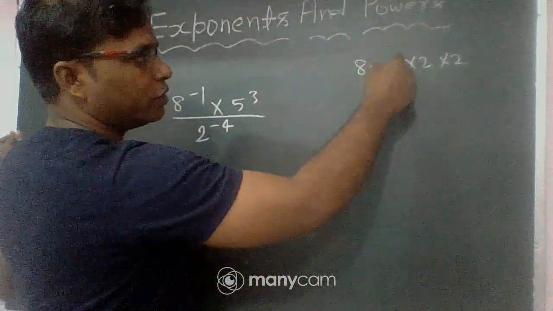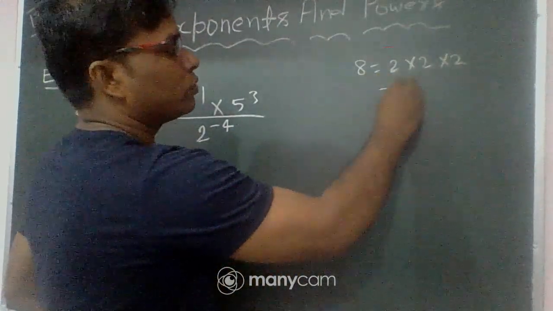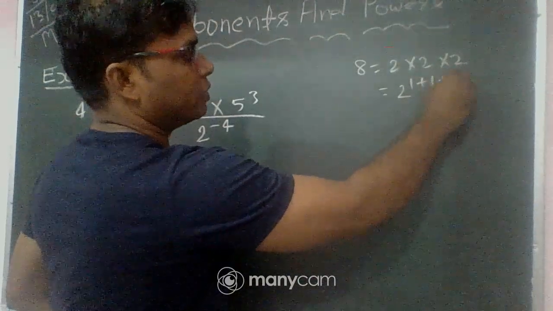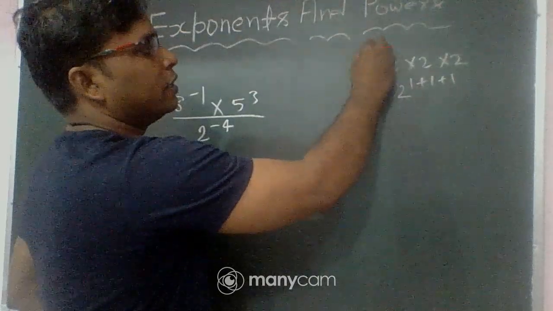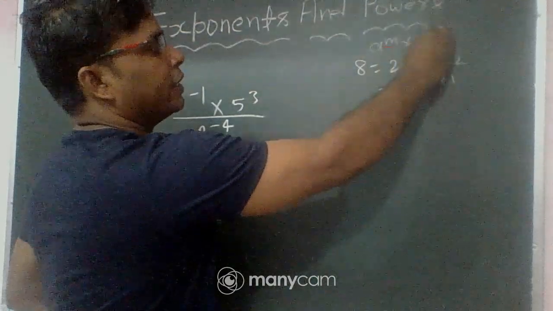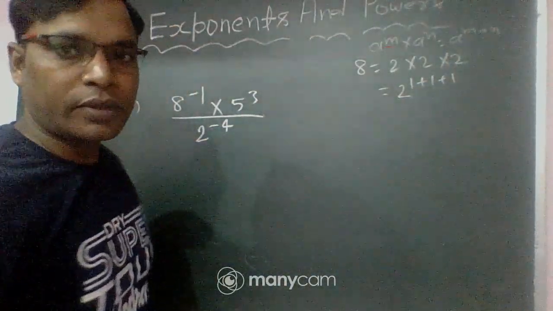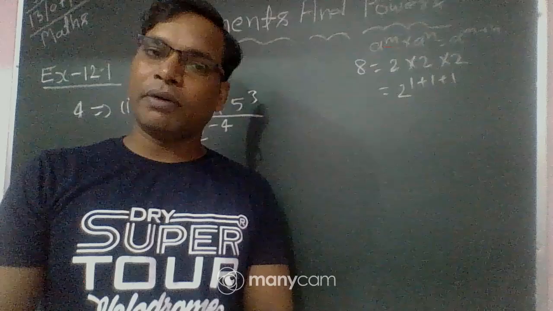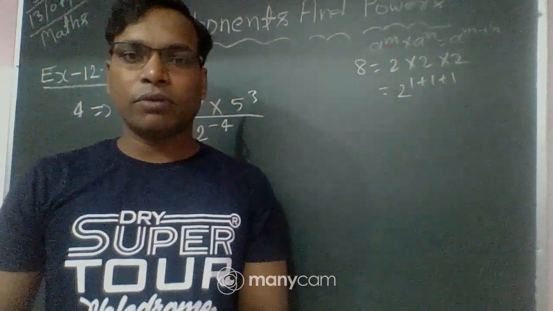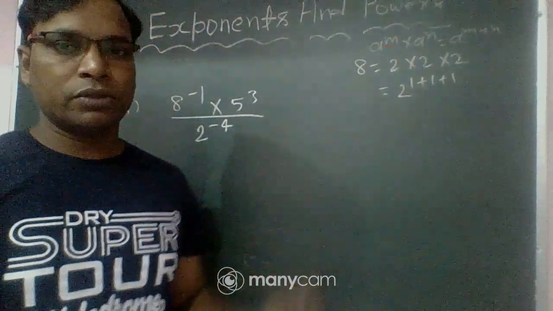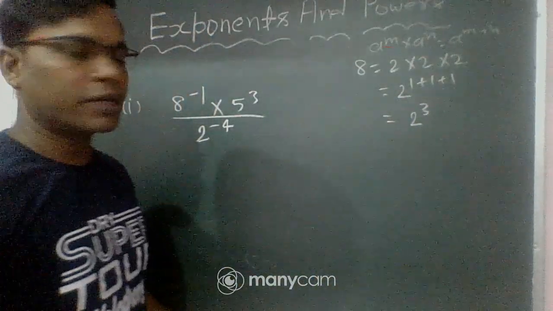Here you can see the power of 2 is nothing but 1, so you can also write 2 to the power 1 plus 1 plus 1. I hope all of you remember this law of exponents: a to the power m into a to the power n is equal to a to the power m plus n. If the bases are the same, then the powers add. Here the bases are the same and the power of each 2 is 1, so 1 plus 1 plus 1 is equal to 2 power 3.